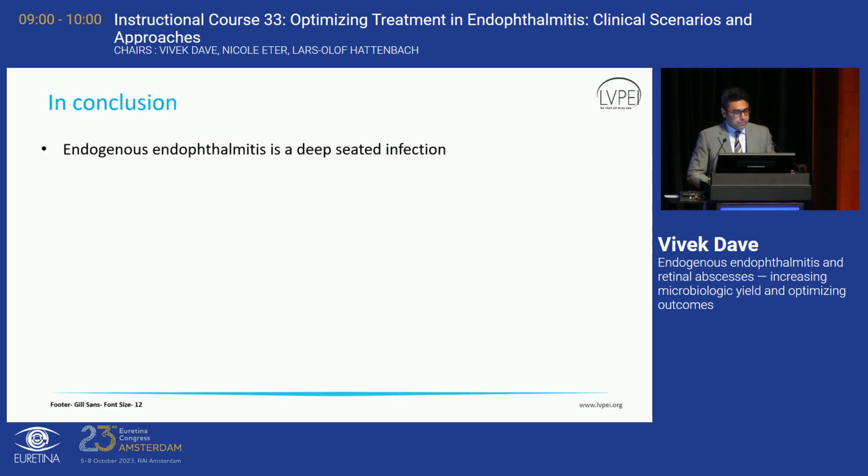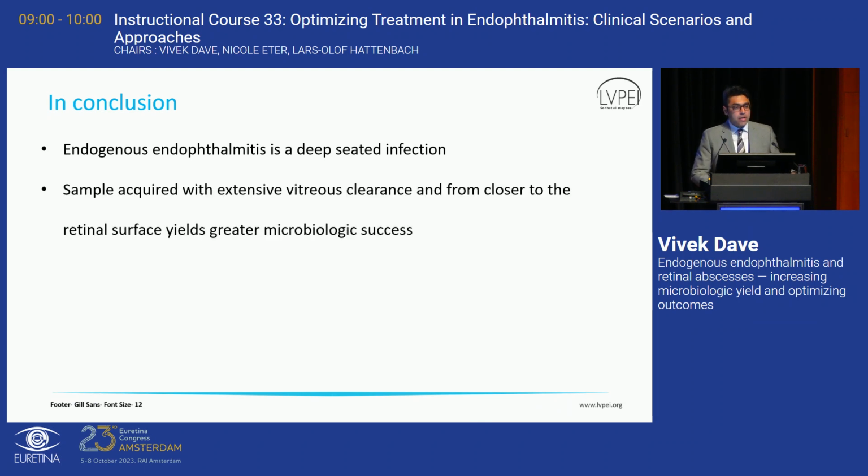So in conclusion, endogenous endophthalmitis is a deep-seated infection. A sample acquired with extensive vitreous clearance and from closer to the retinal surface is likely to yield a greater microbiologic success, and this also ensures a better clinical improvement for your patient.